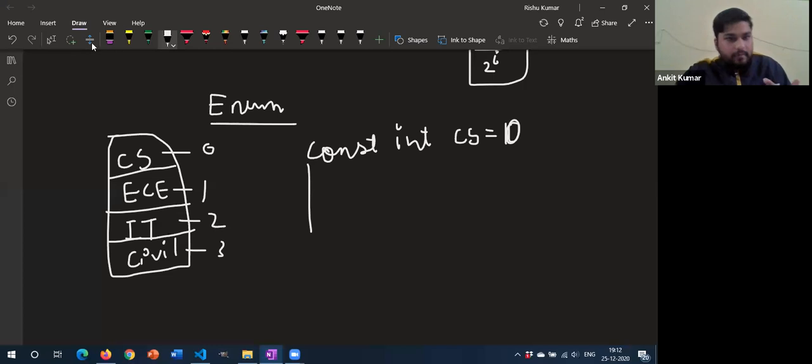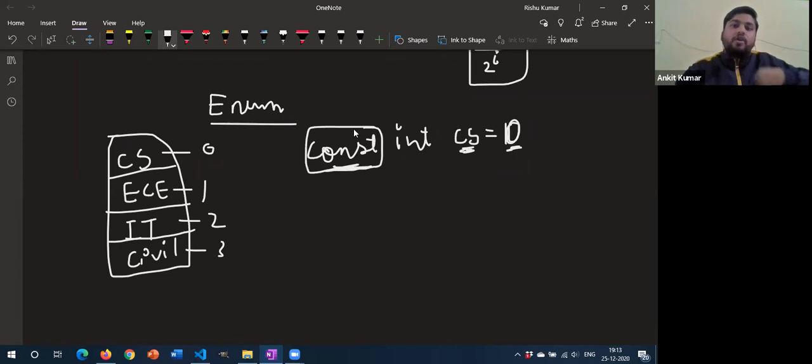Const int. Now first let me tell you what this const is. Const means that you are making this variable a constant, and whatever value you assign to this variable will be a constant value. Now you will not be able to change that value in your program further, once you have assigned it. So const is a keyword which you can use to make any variable a constant.